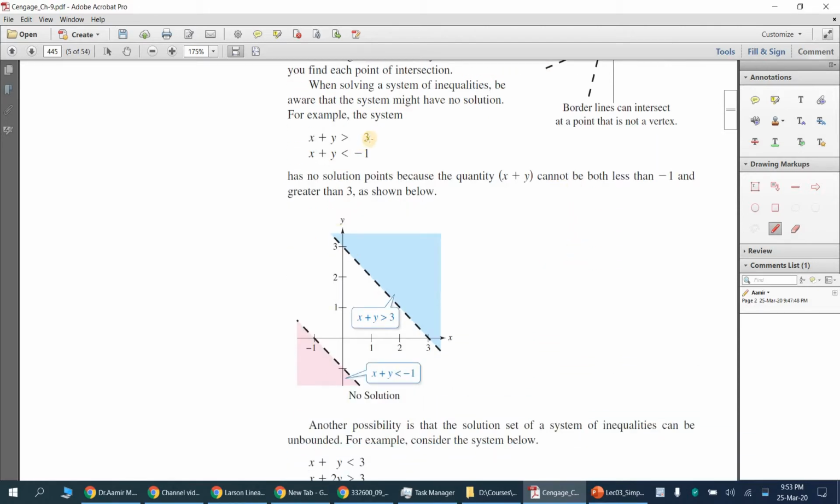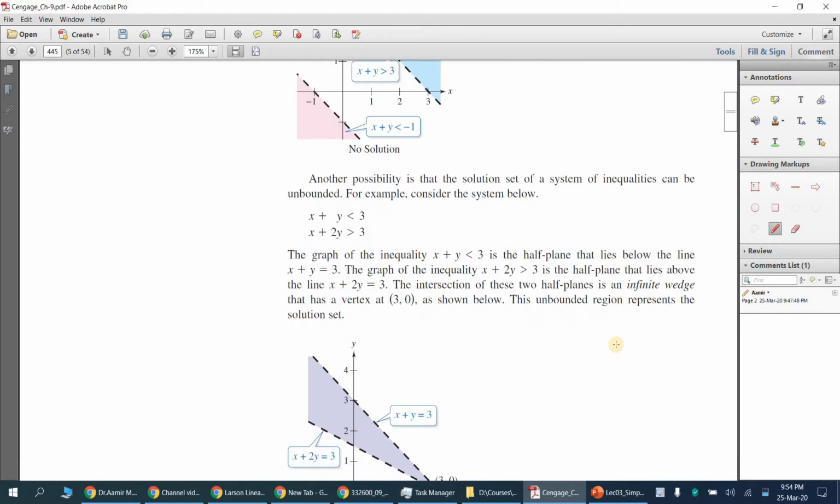Sometimes it happens that two equations don't have any solution. What does it mean to not have a solution? It means that basically they don't have anything common, so you can't find their common intersection point. Here is an example. x plus y greater than 3 is this blue area, and x plus y less than -1 is this pink area. You can see that these two areas are mutually exclusive. They are far apart. There is nothing common between them. So these two equations don't have anything in common.